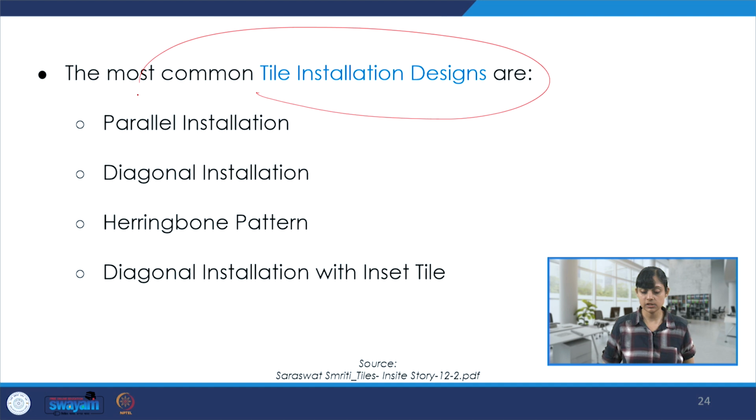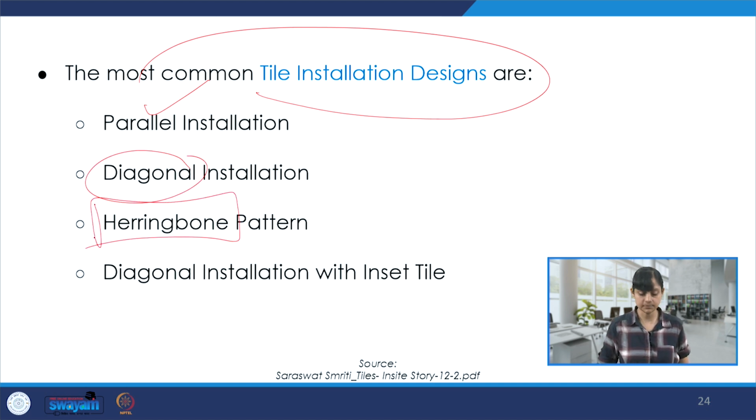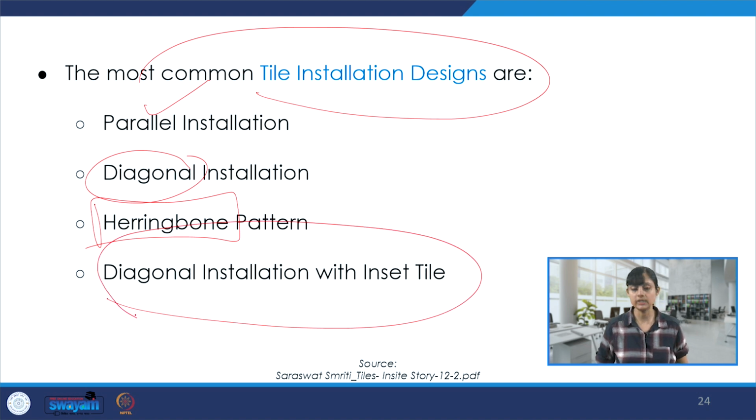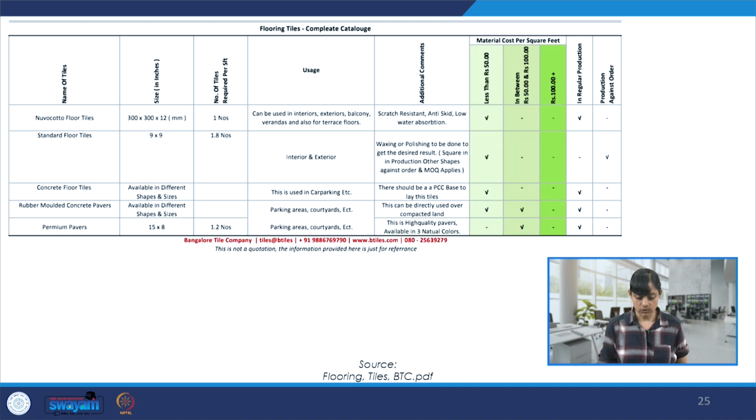Then the most common tile installation designs also we came across. Parallel installation, the diagonal one, very beautiful herringbone pattern, and some other ways of doing with an inset tile. We also saw these very interesting technical specifications. This is a tile company, and this is for flooring tiles. And the inventories and charts and catalogs like these help us understand how there are certain details that are industry preferred, and how we can be industry ready while we are working with these materials with these kinds of details.